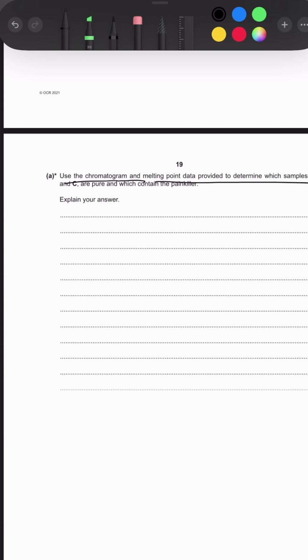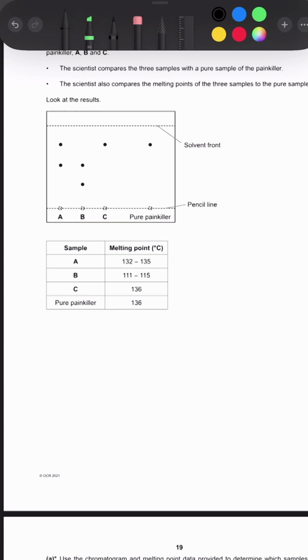C. The student investigates materials to use as inert electrodes in the electrolysis of aqueous sodium chloride. Compare the materials A, B, C, and D, and their results are shown in the table. So you have A, B, C, and D.